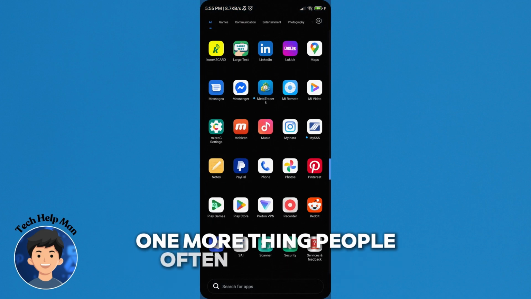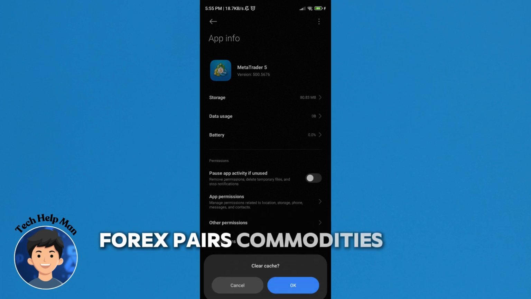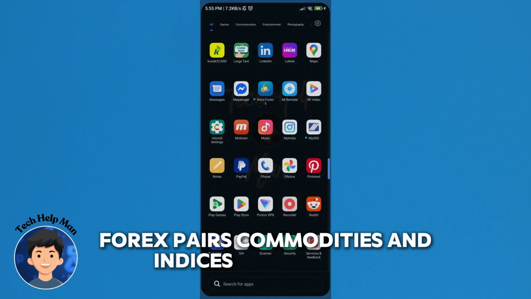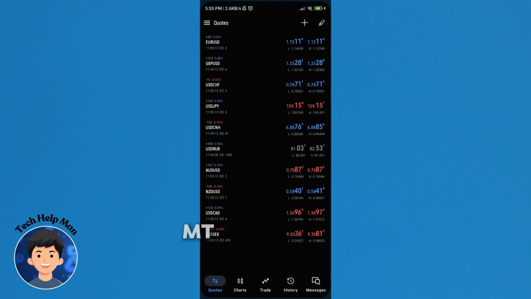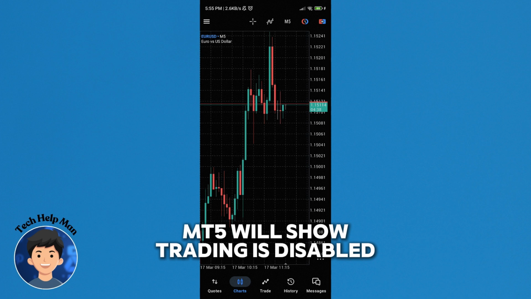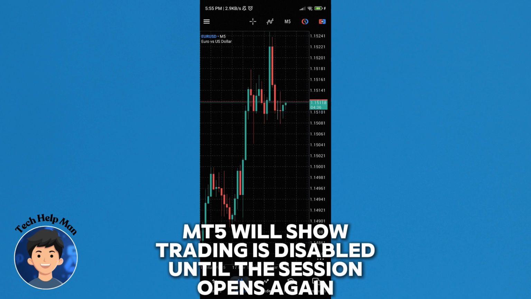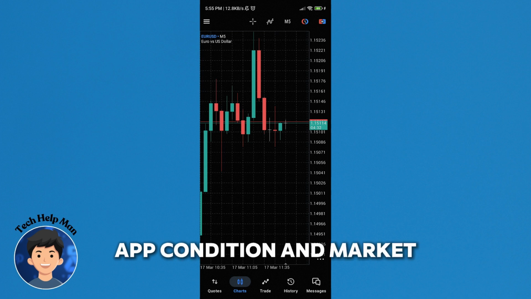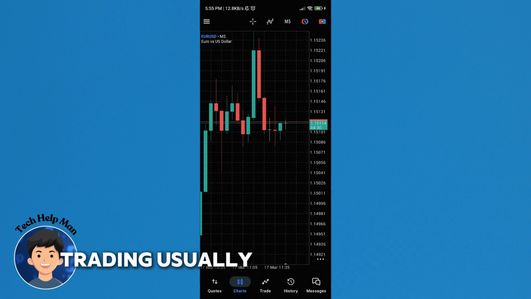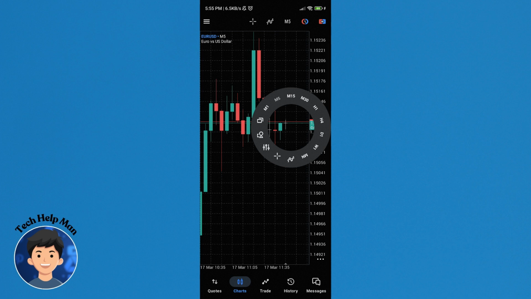One more thing people often overlook is market hours. Forex pairs, commodities, and indices don't trade all the time, so if the market is closed, MT5 will show trading as disabled until the session opens again. Once those three things, funding, app condition, and market hours, are checked, trading usually comes back online.